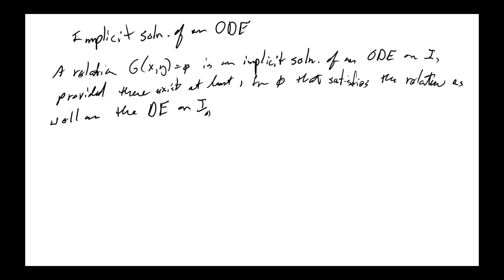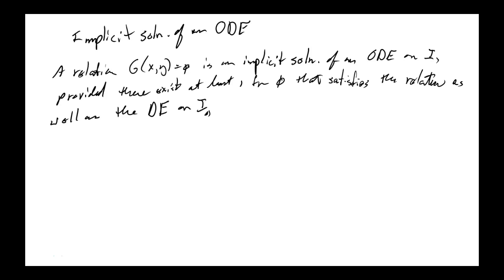Now, this almost sounds like a bunch of weasel words. Let's see if we can make any sense of it. The relation g of x, y equal to 0 is an implicit solution of an ordinary differential equation on I, provided that there exists at least one function phi that satisfies the relation as well as the differential equation.